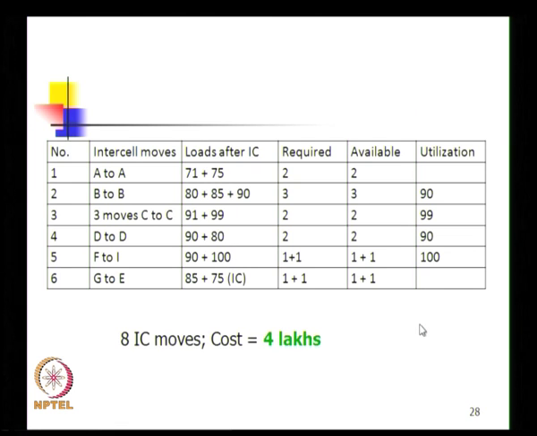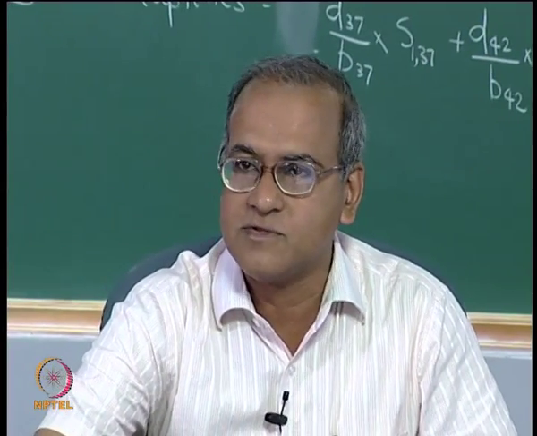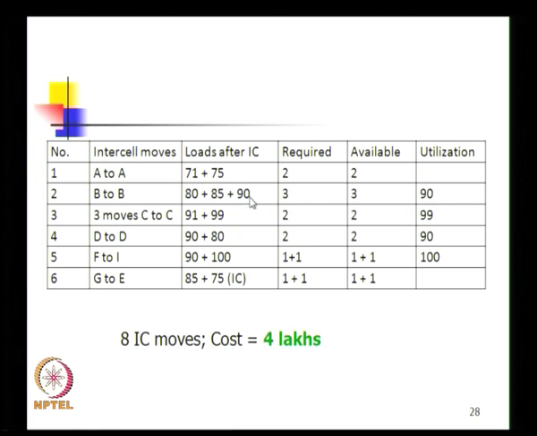One could do this, but if we do this, you will observe very carefully that the loads after the intercell moves would be as high as 90 in one of the B machines. It would even be 99 in one of the C machines. It would be 90 again in one of the D machines. It would be total of 190, but 100 plus 90. Together it is okay, and 85 plus 75 is fine.